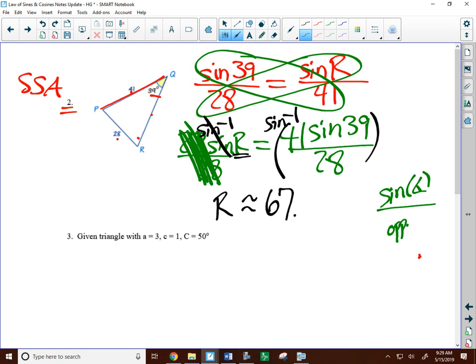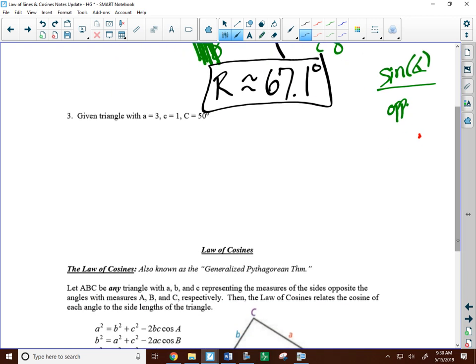What was it, 67 point 1, 5? I think it's nearest tenth. I'm not going to finish this one, but you would subtract from 180 to get angle P, 73.9. And then you do what we did on example 1 to get this side. Let me move on and finish up with 3.